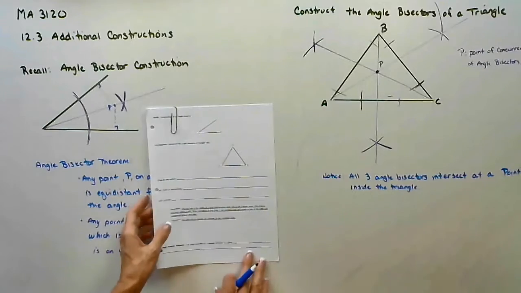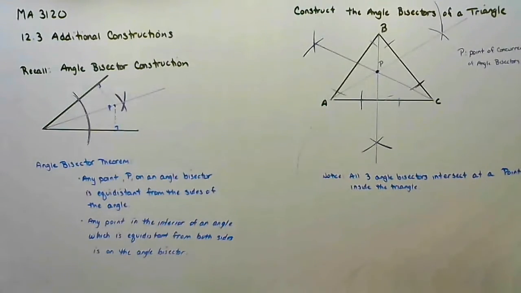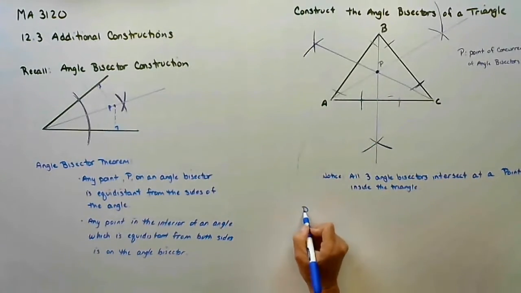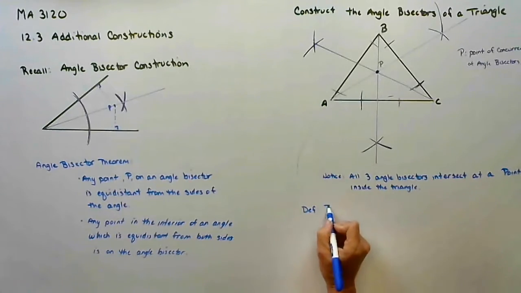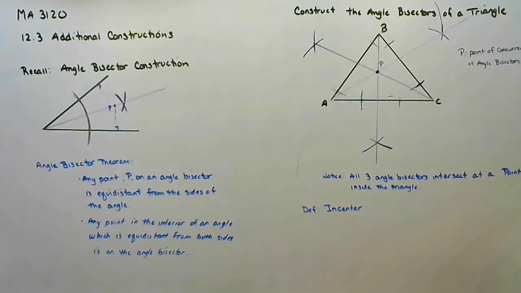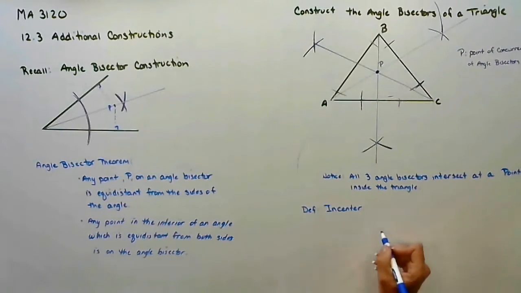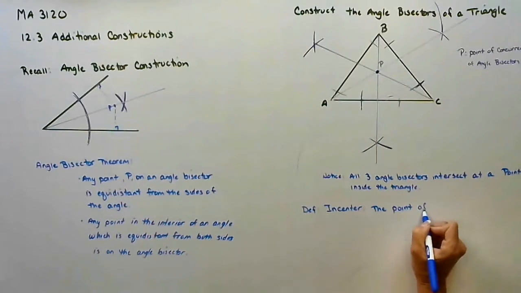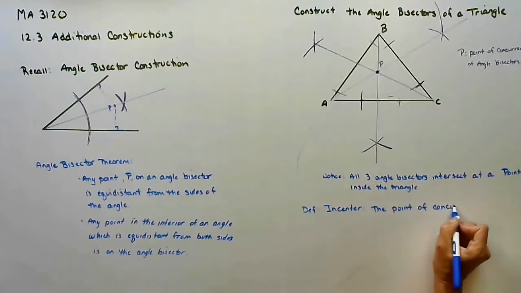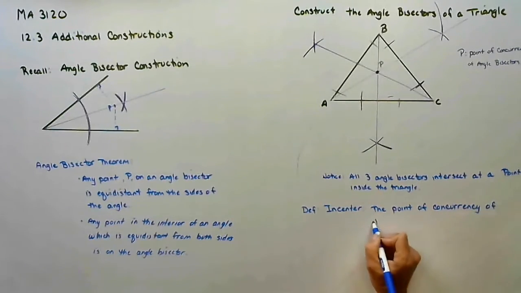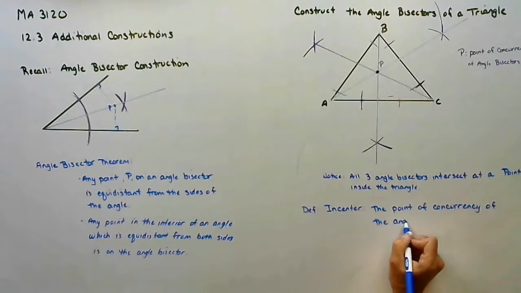And then we have what's called the incenter. And that is the point of intersection of the angle bisectors. So take a look at the word incenter. Kind of tells you that it's on the inside. So this is the point of concurrency of the angle bisectors of a triangle.